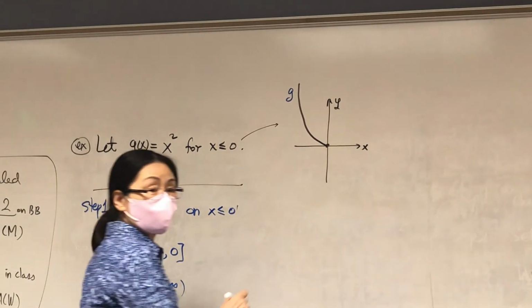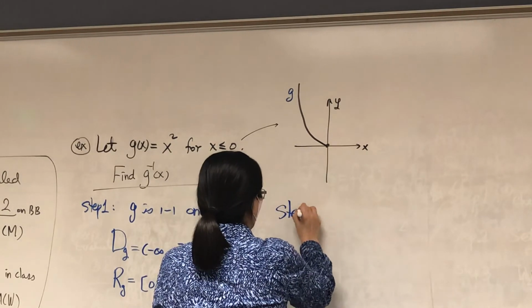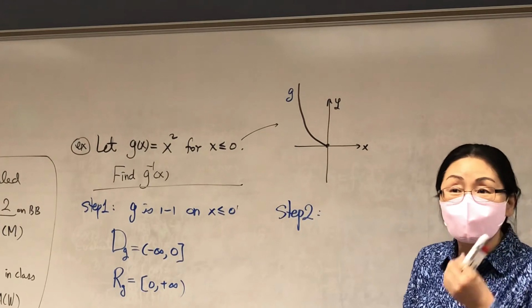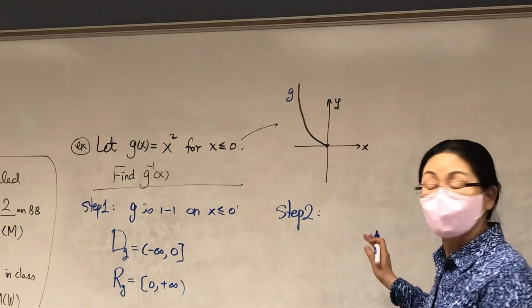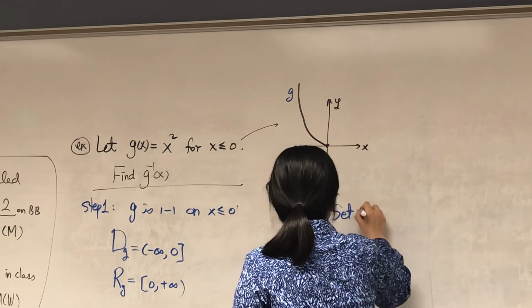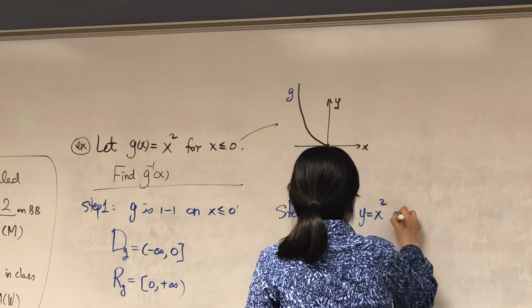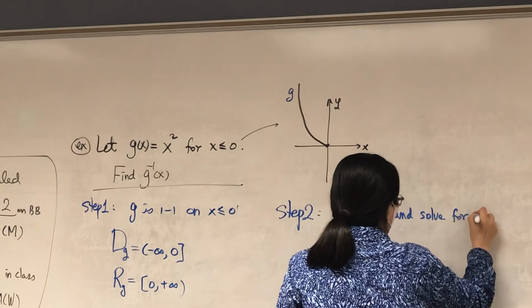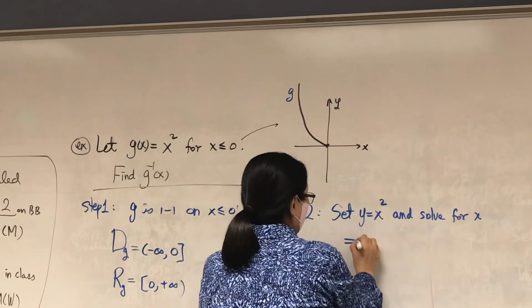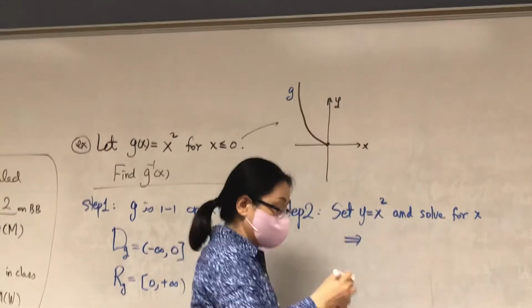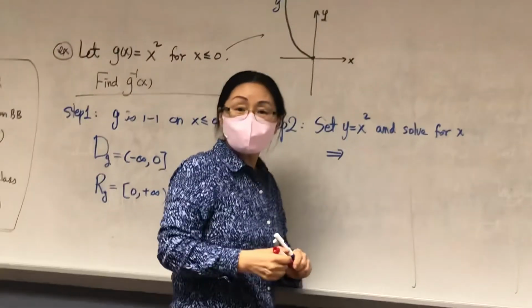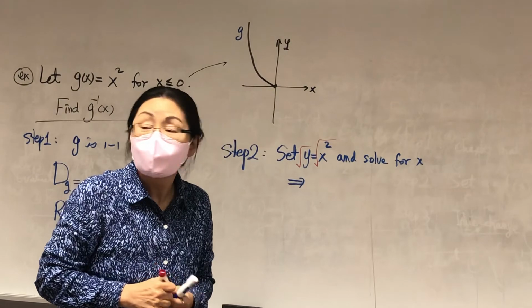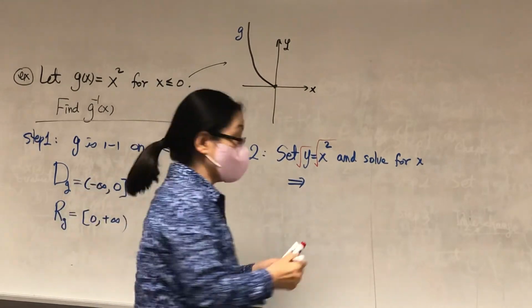Okay, let's move to step 2. Set y equal to x squared, right? Yes. Step 2: solve for x. So, from here, to solve for x, what do you need to do? Am I right? Yes. So what?